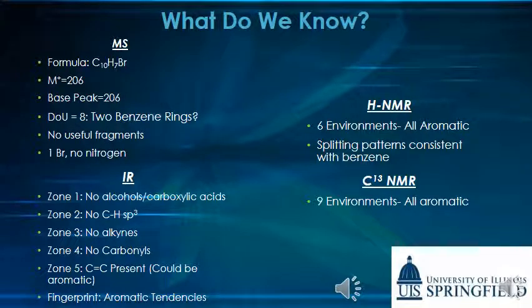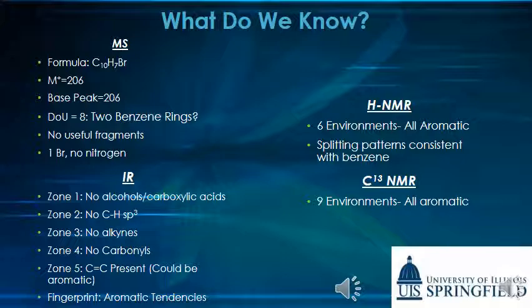So now we're going to go ahead and just compile what we've learned thus far. From mass spectroscopy, we learned that our formula was C10H7Br. Our M plus peak was 206. Our base peak was also 206. Our degrees of unsaturation were 8, which suggested that we had either 2 benzene rings or a combination of rings and double bonds. We learned there weren't any useful fragments, but that we did have 1 bromine and no nitrogens.